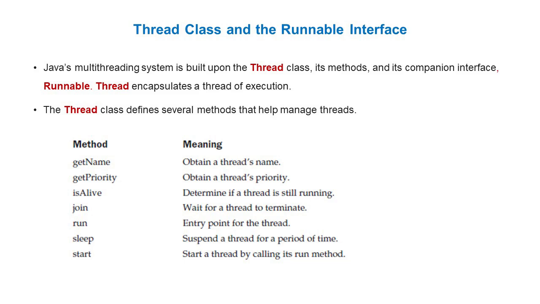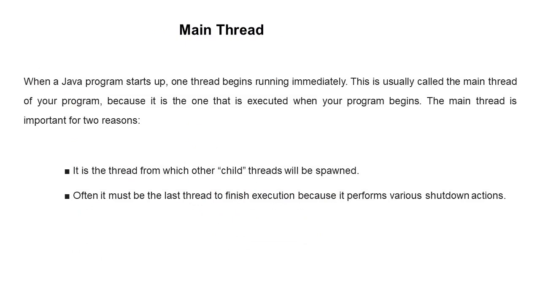getName obtains a thread's name. getPriority obtains a thread's priority. isAlive determines if the thread is still running. join waits for a thread to terminate. run is the entry point for the thread. sleep suspends a thread for a period of time. start starts a thread by calling its run method.